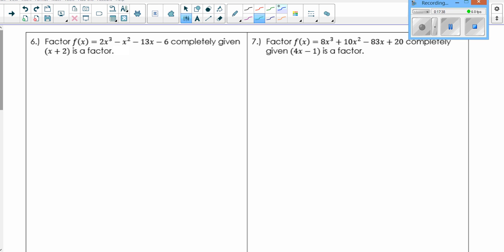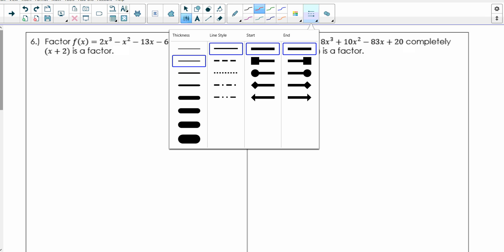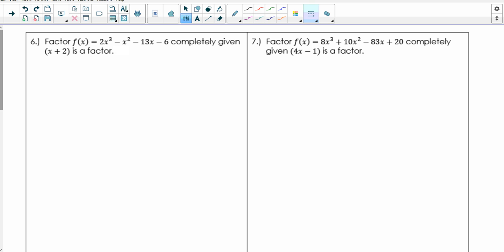Alright, I'm going to do this next one with you, obviously, but if you want to pause it, feel free to pause it, and you can do it by yourself. But same idea here. Again, we're factoring completely. Okay? So if we're factoring completely and we're given one of the factors, that means that we can use synthetic division because we know that negative 2 is one of our solutions. And if we know that it's a solution, we can make this go from an x cubed all the way down to an x squared.